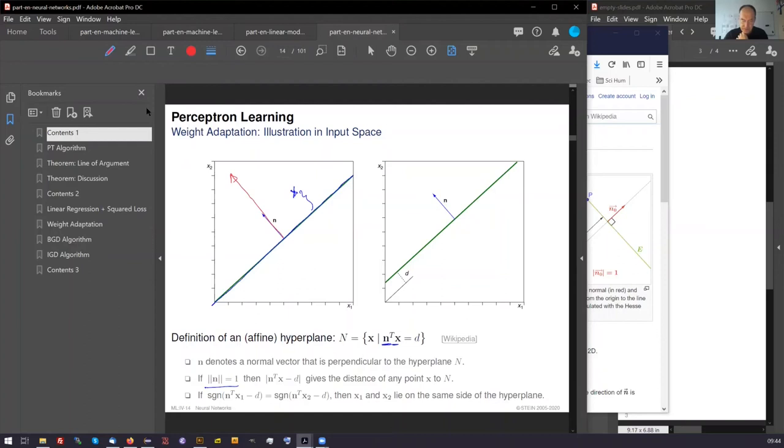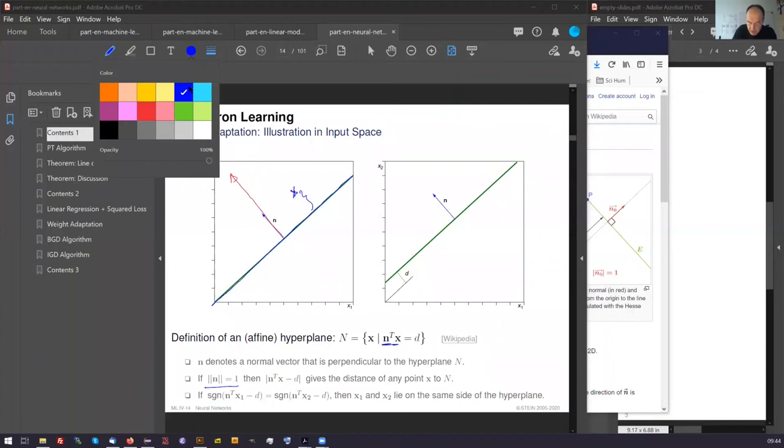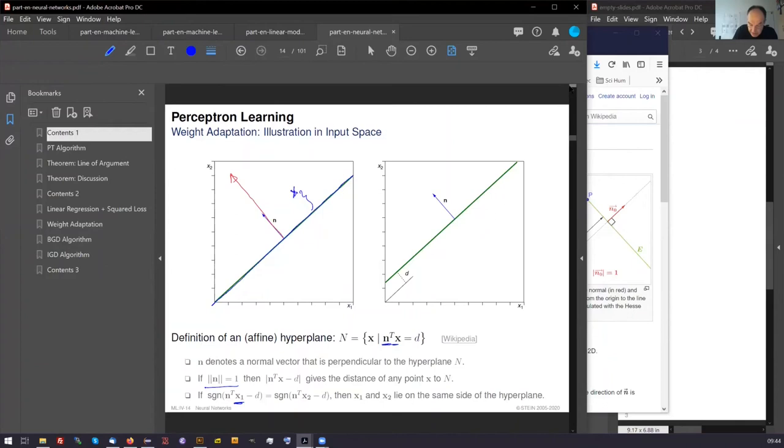Consider the following observation now that gave rise to this learning machine. If for two points, x1 and x2, we see that the signum of the scalar product minus d, where d is the distance offset of this line from the origin, is the same, then x1 and x2 lie on the same side of the hyperplane. If x1 is here and x2 is there, their sign is different. And if we have an x3 here, their sign is the same. With this computation, you can find out if they are on the same side.